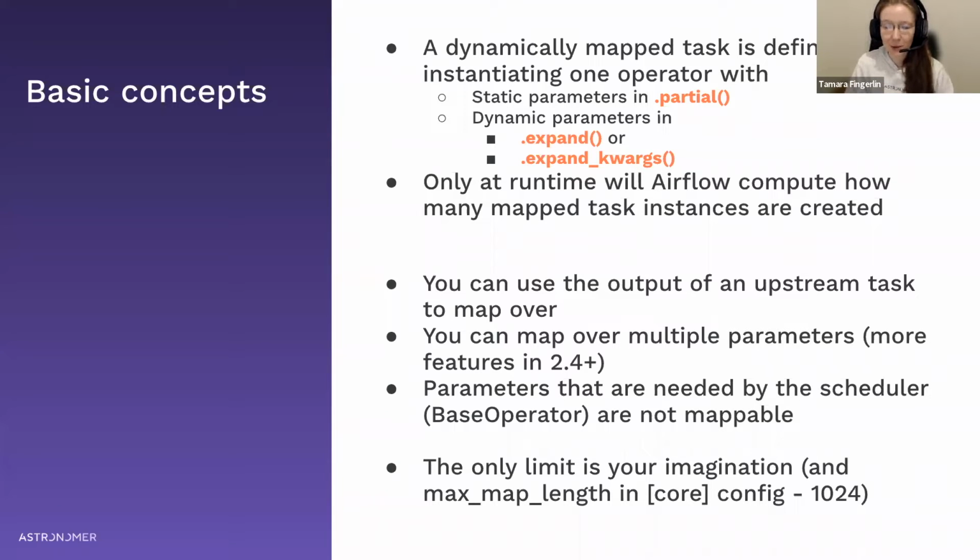How many times can you map the same task? The limit is your imagination, or much rather your computing power. By default, there's actually a setting in the Airflow settings guardrailing you. It's called max_map_length, and it's set to 1024. So if you don't change any settings and you try to map more than 1024 task instances on the same task, it would fail. But you can change that setting, and then the limit is really only the computing power you have available. And I've actually seen more than this amount. The most I've seen is 2000 mapped task instances so far on the same task.